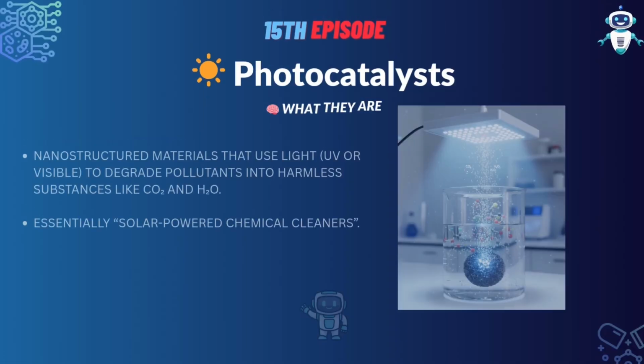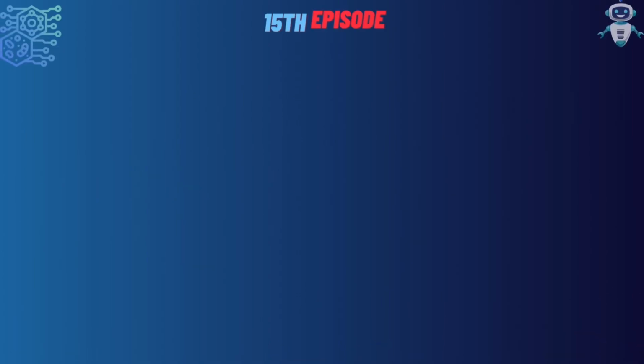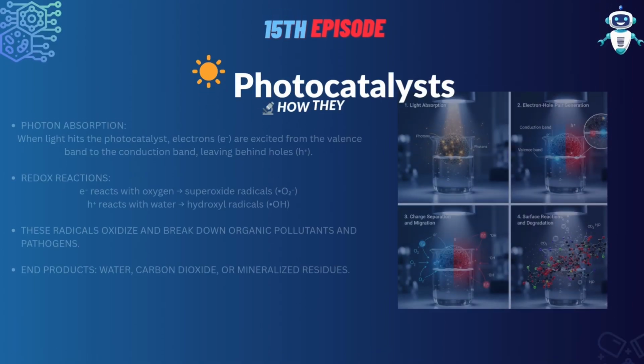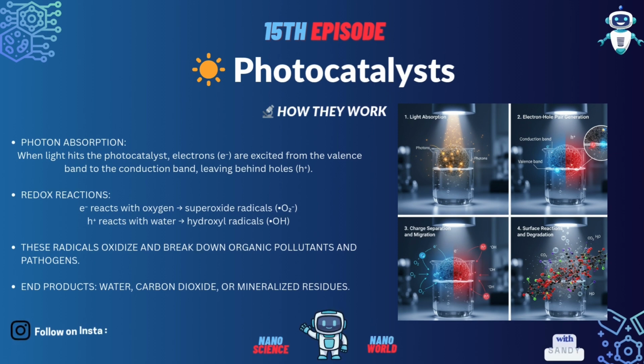Our final innovation is the photocatalyst, essentially a solar powered chemical cleaner. These nanostructured materials use light to degrade pollutants completely into harmless substances like CO2 and H2O. How do they work? It all begins with photon absorption. A photocatalyst, typically a semiconductor like titanium dioxide, absorbs light energy.